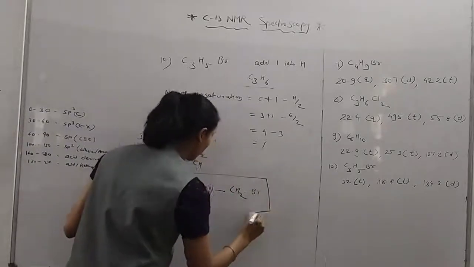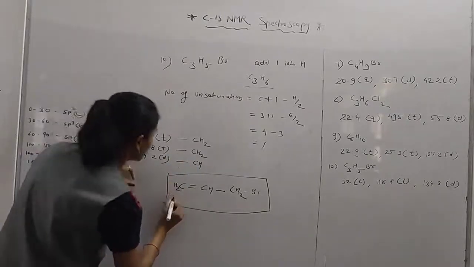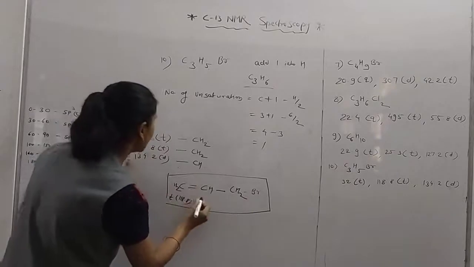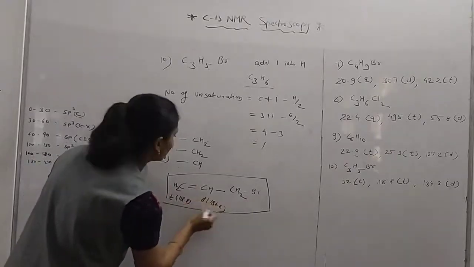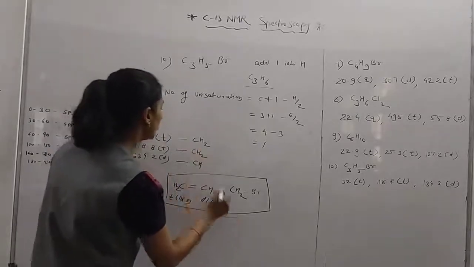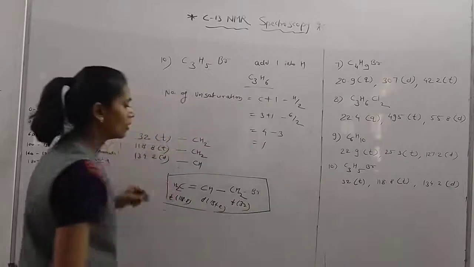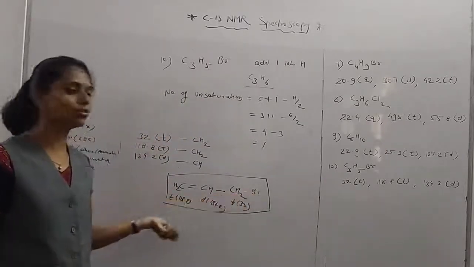Okay, from our given data, check again here. CH2 gives the triplet at 118.8. This CH gives the doublet at 134.2, correct one, and this CH2 gives the triplet at 32. Okay, it's somewhat deshielded due to this electronegative group.